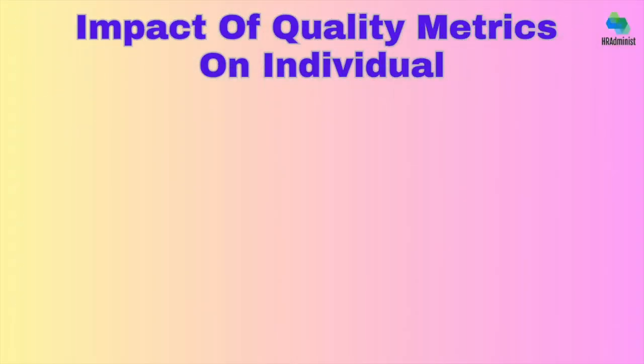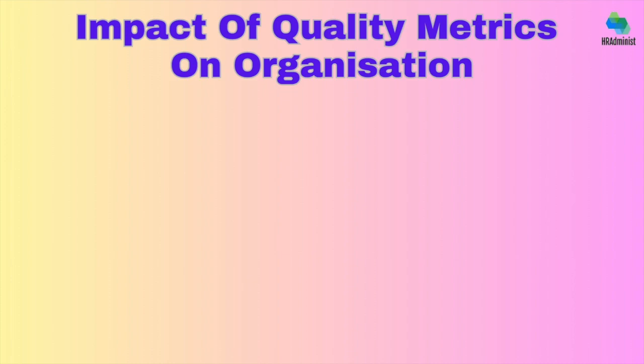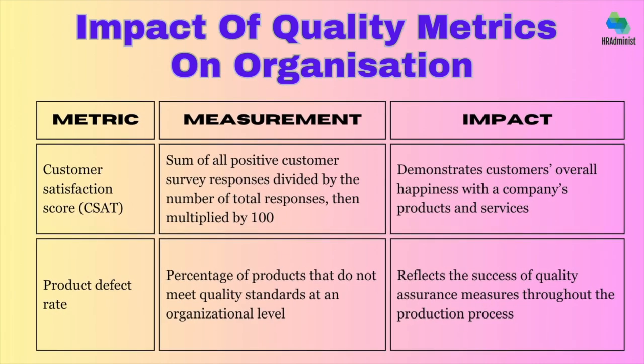So here is the impact of quality metrics on individuals, wherein we have taken three metric criteria: error rate, customer feedback and rate of return, and the measurement criteria for each and its impact. Similarly, this table shows the impact of quality metrics on the organization, under metrics like CSAT and product defect rate, and the measurement criteria and impact for each metric.